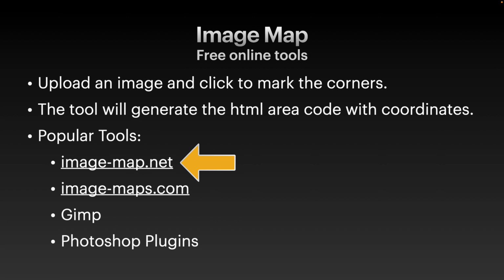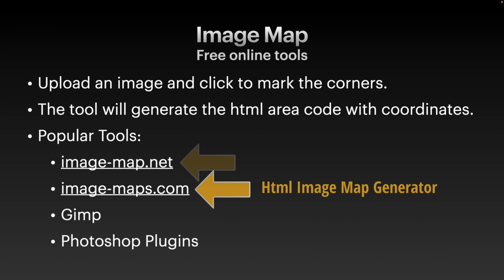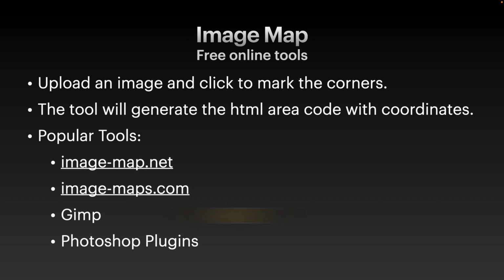A few popular tools you can try: imagemap.net, a simple drag and drop interface that exports HTML code. There's HTML map generator, which allows you to set links and shapes directly on an image. Or you can use GIMP or Photoshop plugins if you're using graphics software, and some provide built-in coordinate tools as well. Once you generate the map, you just paste the HTML map and area tags into your web page, and your image becomes interactive. Let's jump into an example real quick.